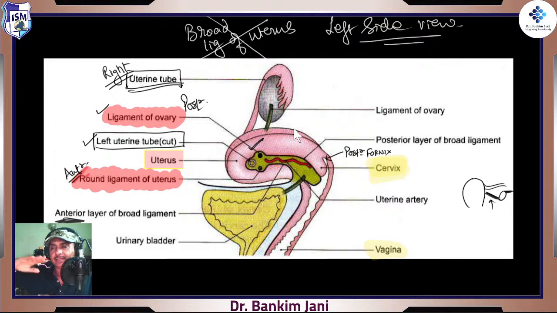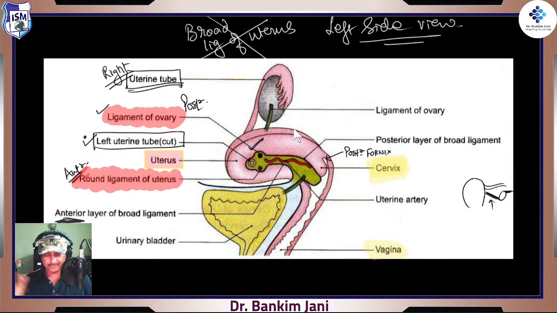So in that reflection, that anterior layer, and when it reflects posteriorly, so many structures are inside. So there will be one more point: what are the contents of the broad ligament of the uterus? That would be one of the questions. We'll talk about it. But over here, these structures are so evident.